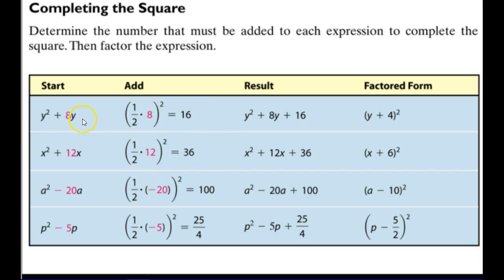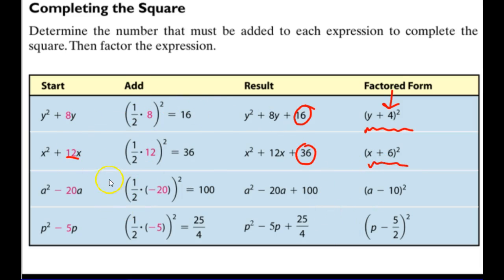So for this example, to complete the square here, I would take this value, my b value, divide it by 2, which is 4, square it, which is 16, which gives me this right here. But you'll notice that when I factor it out, I end up with that 4 when I've divided by 2, goes right there. So same thing here, x squared plus 12x. So this is my b, so I divide it by 2 and square it, which gives me my 36. But when I factor out, I end up with x plus 6 squared.